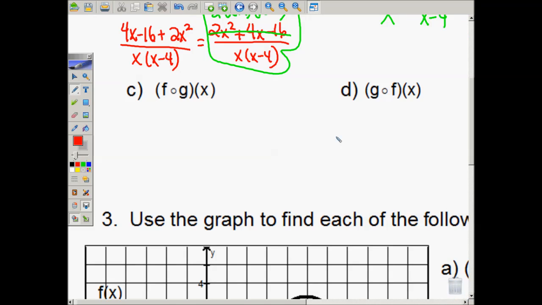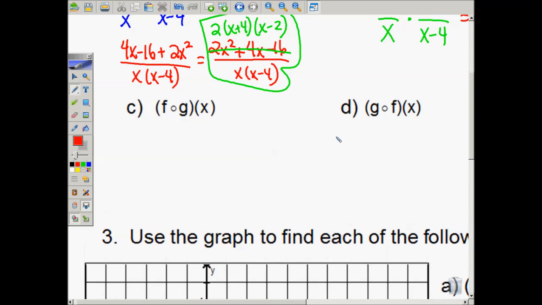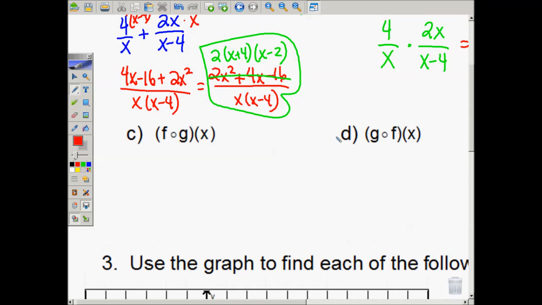f of g of x. Alright, composing. What does composing mean again? f of g of x. So this one means that I am going to take g and plug it into f. So g is going to become f's new x. So instead of f of x, it's f of what? g of x. And what is g of x? 2x over x minus 4.